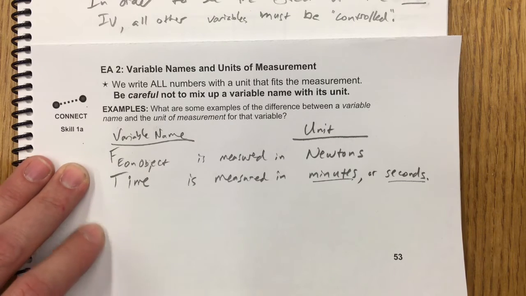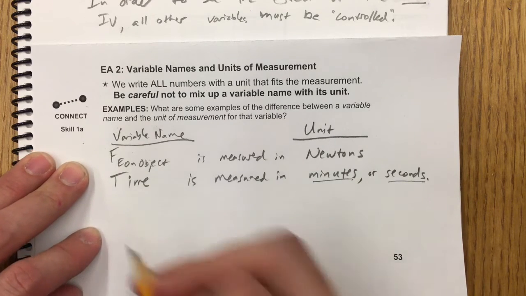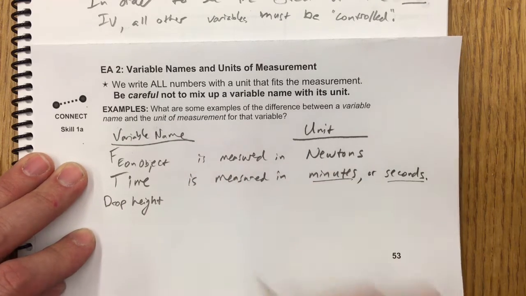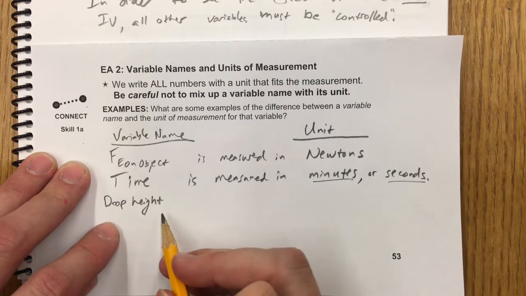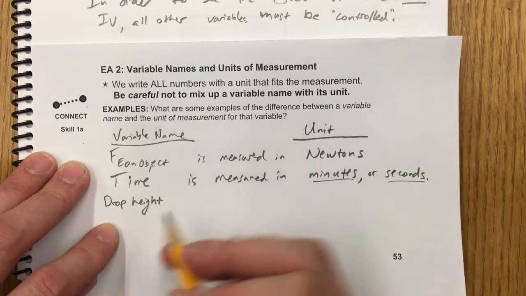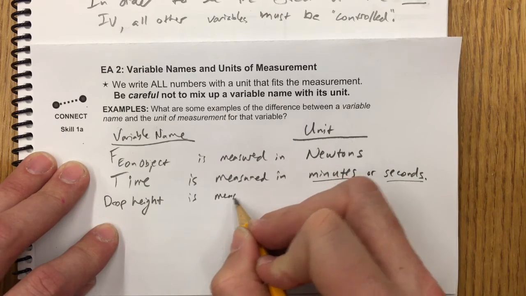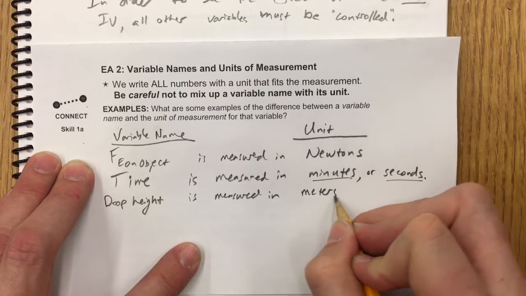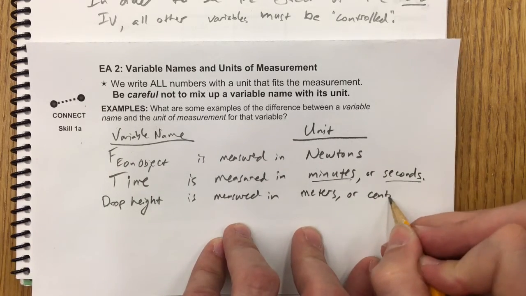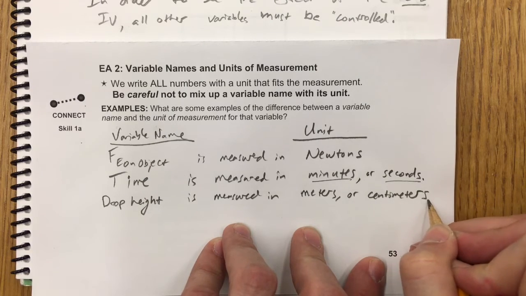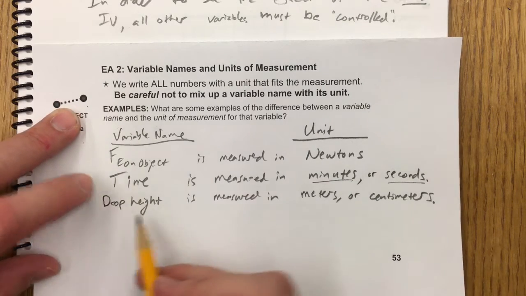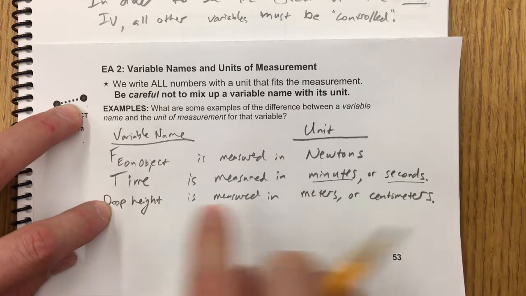Lastly, I wanted to give an example of something that we'll actually use as a variable in tomorrow's lab. For example, the drop height. Remember, we're going to be dropping those different types of balls from various different drop heights that we choose. The drop height is measured in units of either meters or centimeters. Technically, we could measure drop height in units of inches or feet. We're not going to do that tomorrow. We're going to use the metric system. But all of these are examples of the difference between a variable name and a unit.